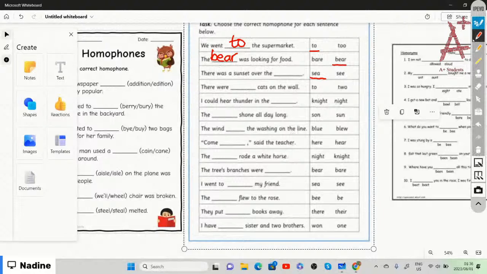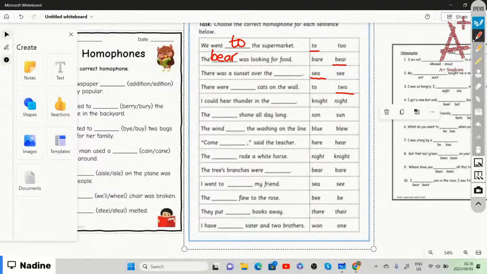There were two cats on the wall. Is it T-O or T-W-O? So there were two cats on the wall. We will go with two, which shows the number two, or the amount of cats that were on the wall. Two cats.